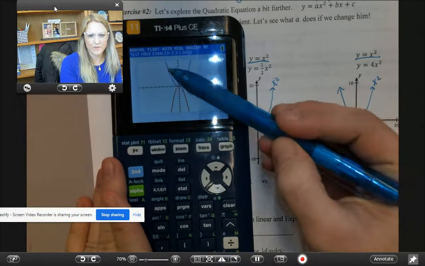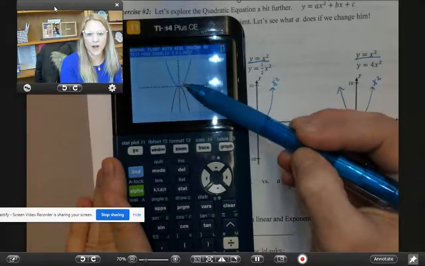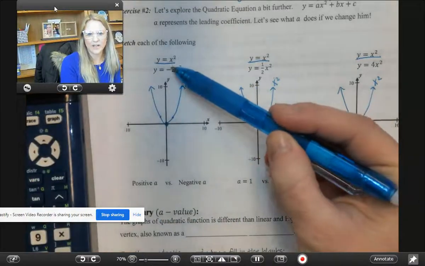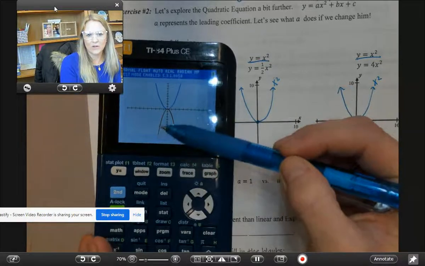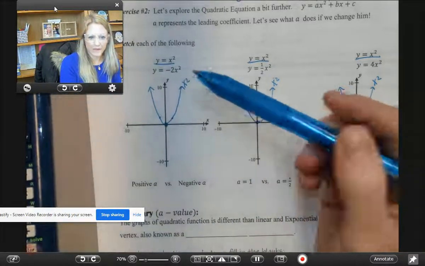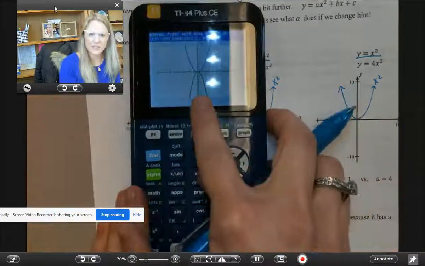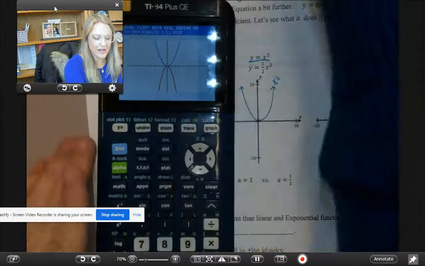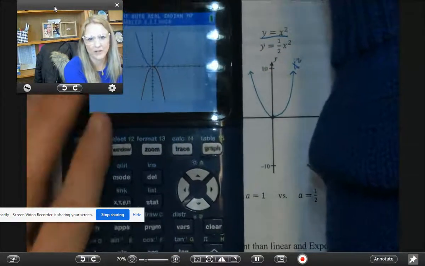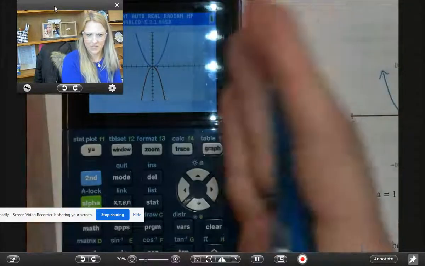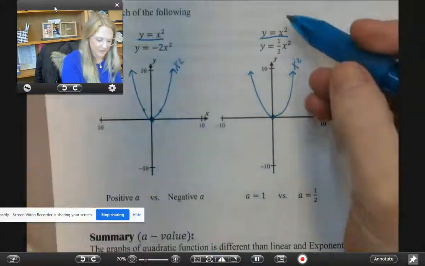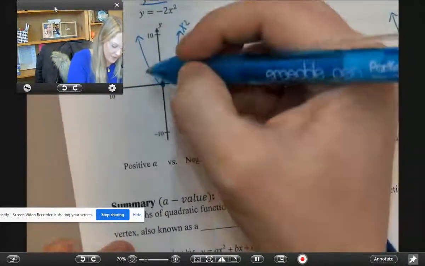So this is your parent function. This is what a standard parabola is going to look like. And when I change its a value to a negative 2, it is now concave down. Okay? And it looks a little narrower. I don't know if you can tell. You can probably definitely tell if you're on your own calculator. It looks a little narrower, like it's more pushed in, and the x squared is a little bit bigger. So we'll just talk about that negative 2.